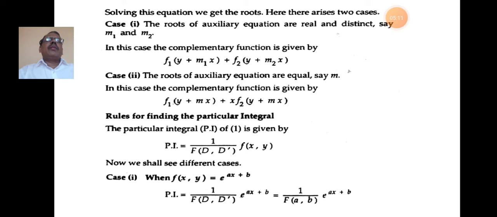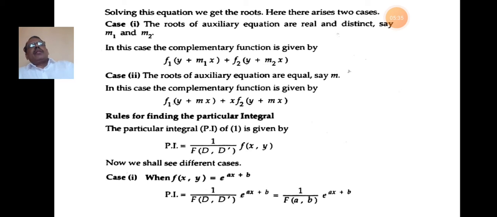Solving the equation, we get roots. Case 1: the roots of the auxiliary equation are real and distinct, say m1 and m2. We write the CF as f1 of (y + m1x) + f2 of (y + m2x). So write the complementary function. It is very easy: f1 of (y + m1x) + f2 of (y + m2x).